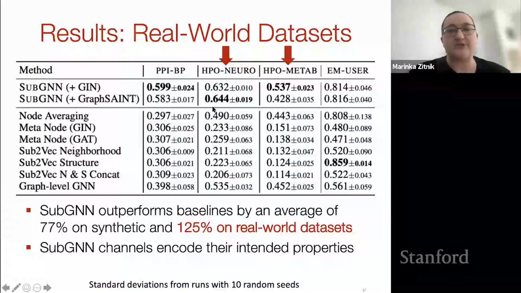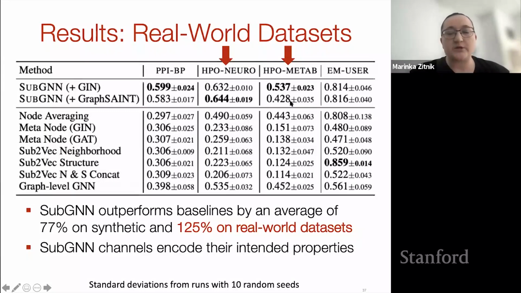So let's see the performance of SubGNN across those 4 data sets, with a particular focus on the human phenotype ontology neuro and metabolic data sets. And what we can see is that the performance of SubGNN, when compared to baseline models, is substantially better, and SubGNN outperforms those baseline models considered here by up to 125%, which is a really incredible improvement in performance, which clearly motivates the use of subgraphs rather than simply considering node-level or graph-level aggregation.